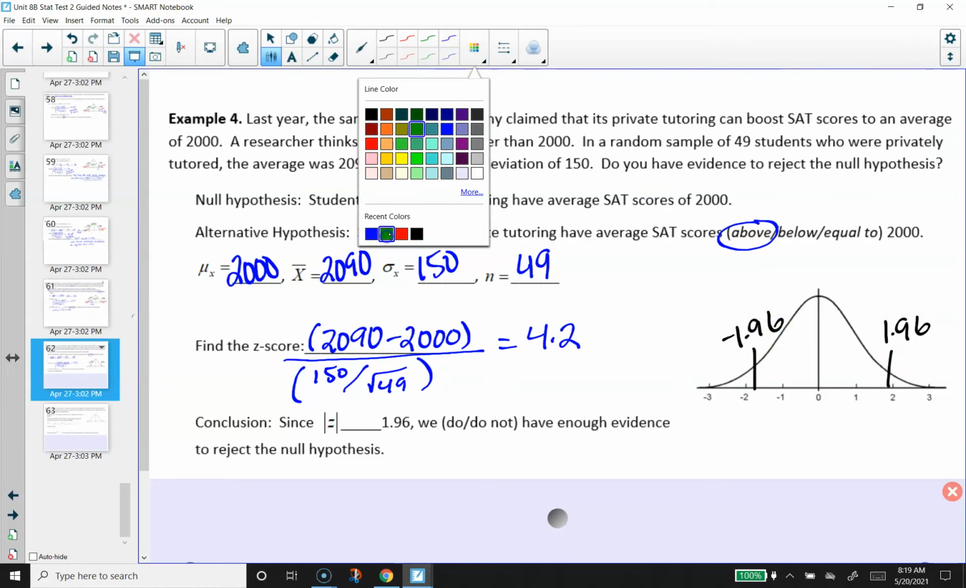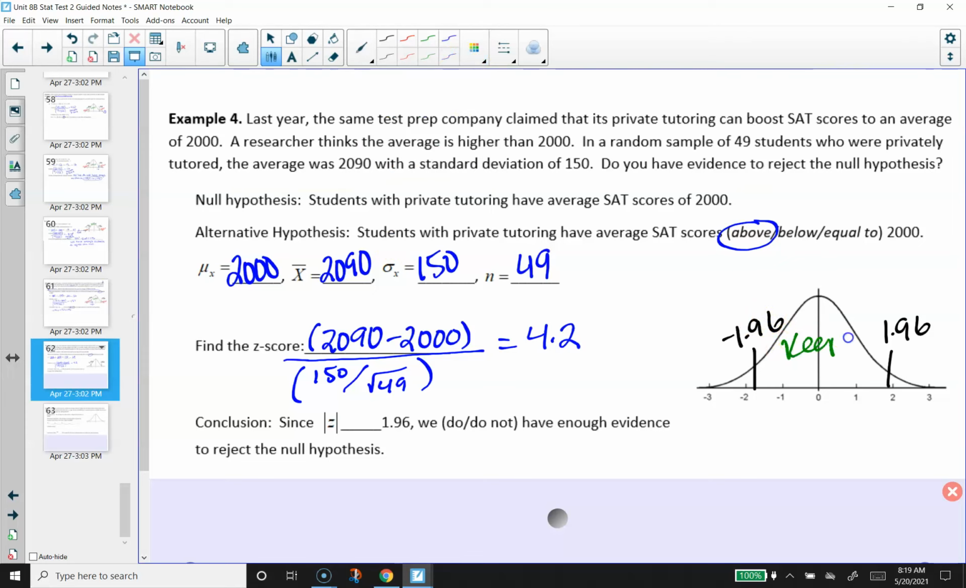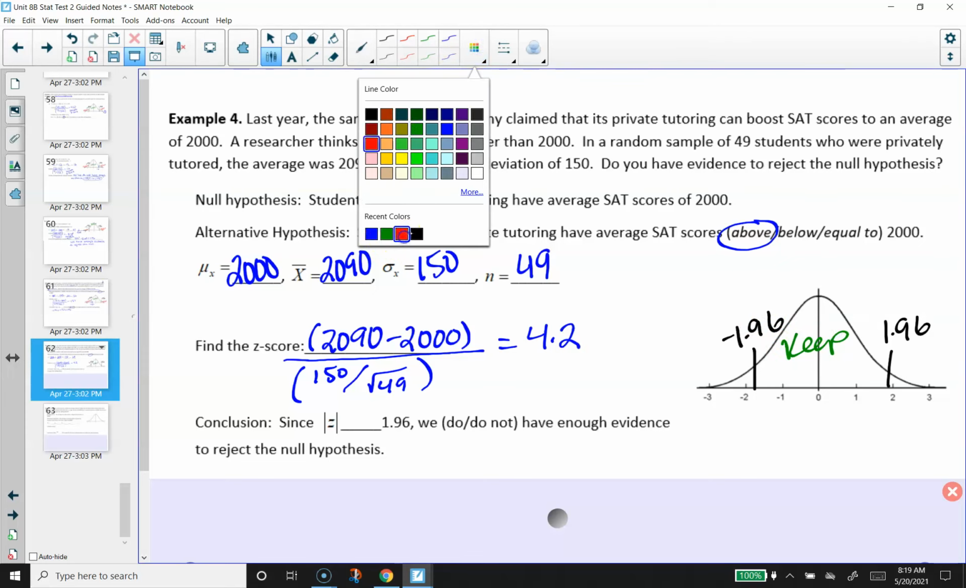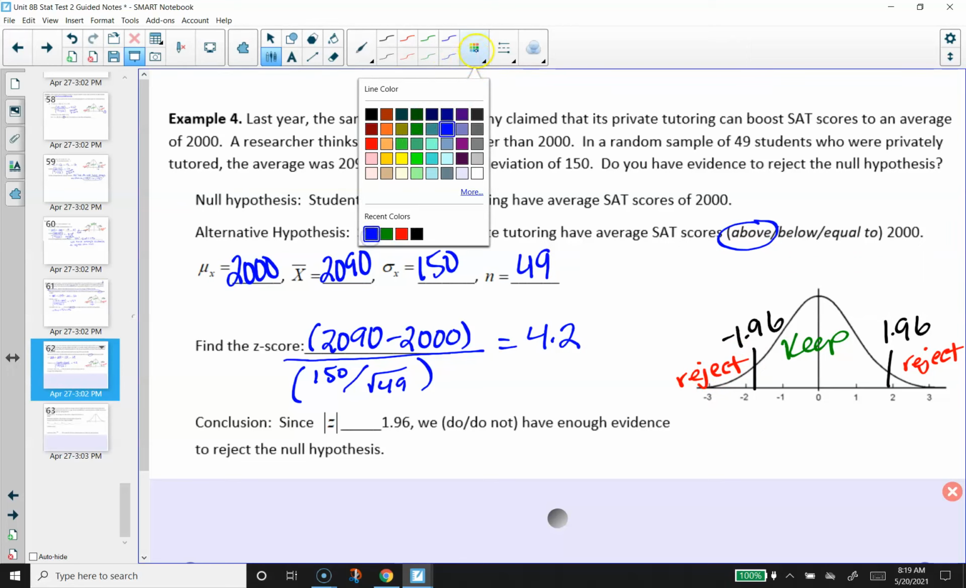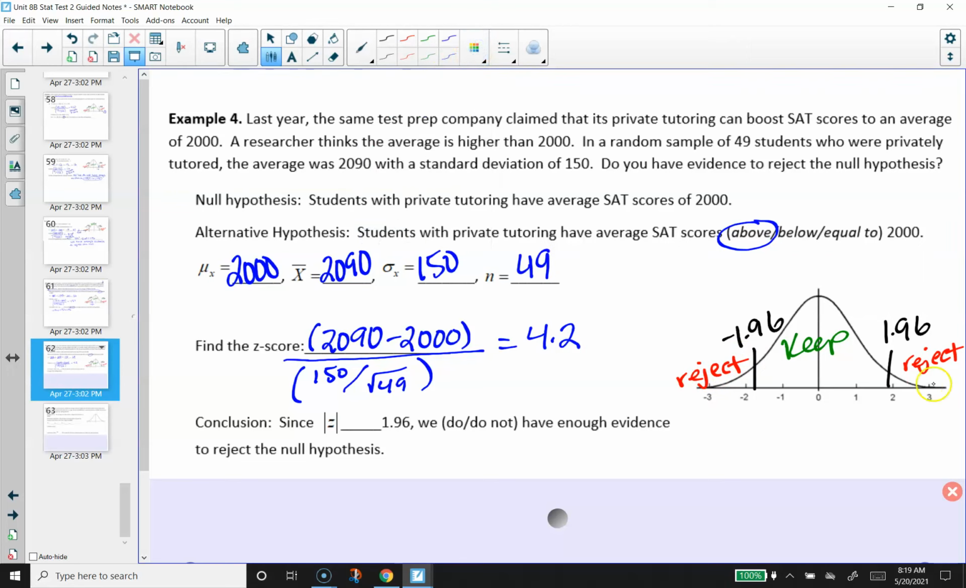So to get my z-score, again, I should do this first. I am very visual, so I like to see my keep and my reject regions just so I keep myself square, because obviously we saw the last problem and that doesn't help me sometimes. All right, 4.2 is going to be up here, right? That is in the reject region. So since my z-score was bigger than 1.96, we do have the evidence to reject the null.